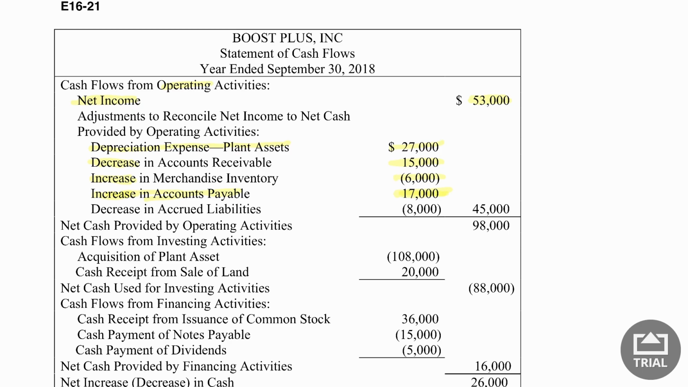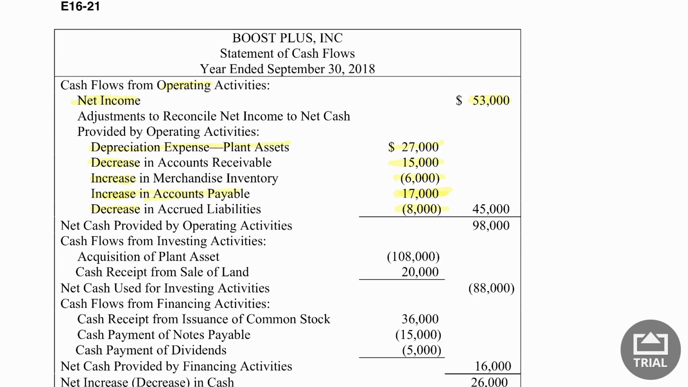Then we have accrued liabilities. That would be anything like utilities payable, salaries payable, anything that has accrued and built up. That would be a current liability. It went from $20,000 in 17 to $12,000 in 18, so it had a decrease of $8,000. For liabilities, we do the same, so a decrease would be a negative $8,000.